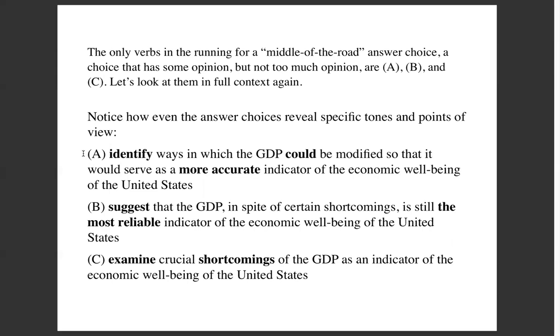So let's read them. A says, identify ways in which the GDP could be modified so that it would serve as a more accurate indicator of the economic well-being of the United States. B, suggests that the GDP, in spite of certain shortcomings, is still the most reliable indicator. All right, well, that's different, right? A is saying, how could we change the GDP so that it's more accurate? There's a little more negativity. B is suggesting the GDP is still the most reliable indicator.